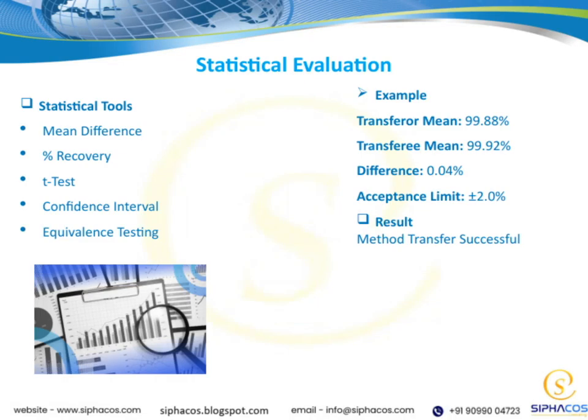Here, the transferer and transferee means are nearly identical, 99.88% and 99.92%. The difference is just 0.04%, well within the acceptance limit of plus or minus 2%. This tells us the method transfer is successful. To reach this conclusion, we use several tools: mean difference, percent recovery, t-tests, confidence intervals, and equivalence testing. Each one helps confirm that the methods truly match.